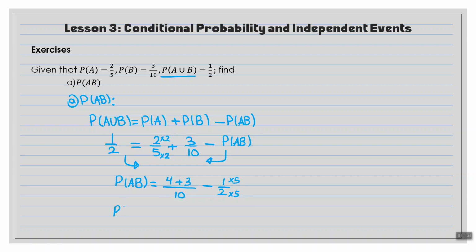So the probability of AB is going to be equal to 7 over 10, 4 plus 3, minus 5. So the answer would be 2 over 10, which is after cancelling 1 over 5. So the probability of AB is 1 over 5. Let's check the second part.